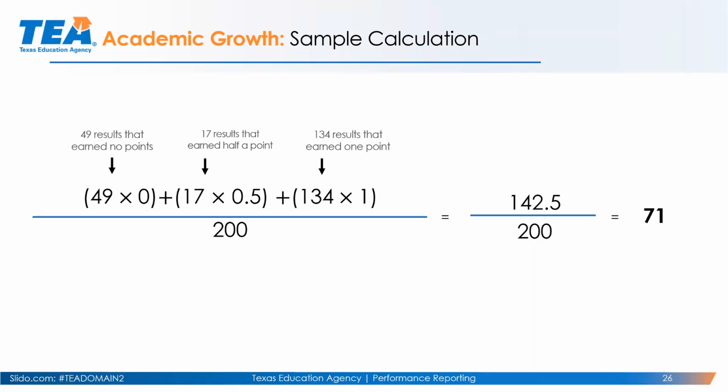We look at those results that earned no points, earned half a point, and earned the full point. So we had 49 assessments that are worth 0 points. We had 17 that are worth half a point, which gets me 8.5, and 134 that are worth a full point. So I add those numbers together to get a numerator of 142.5 over 200. That gets me a 71.25%, which rounds to a 71. That is my component score.